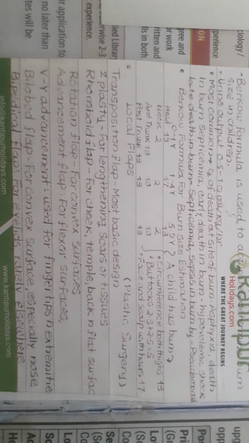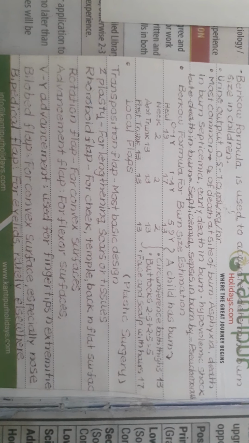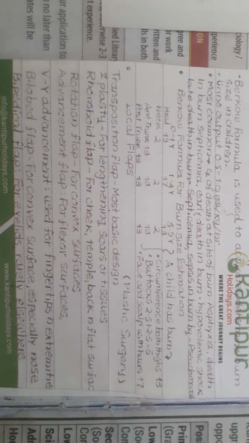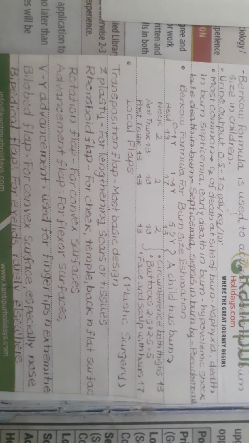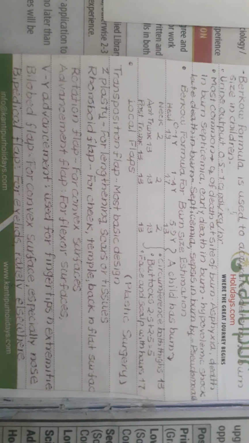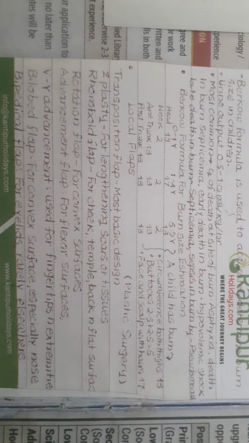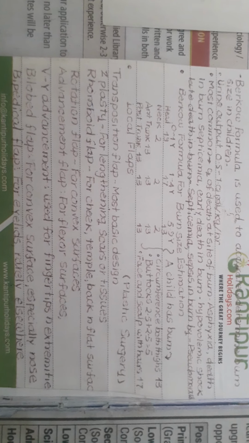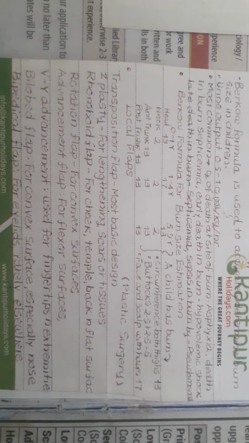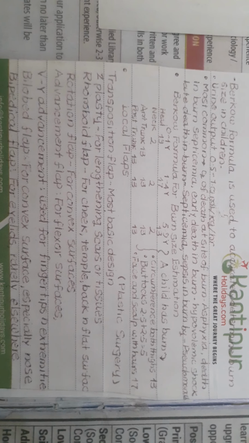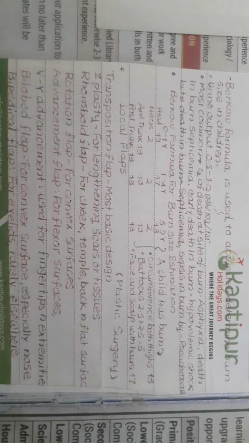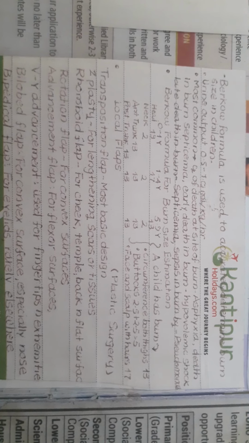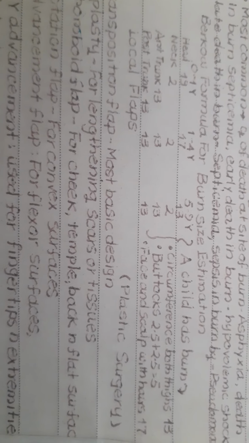Urine output is 0.5 to 1 ml per kg per hour. Most common cause of death at site of burn is asphyxia. Early death in burn is hypovolemic shock. Late death in burn is septicemia. Sepsis in burn is by Pseudomonas.